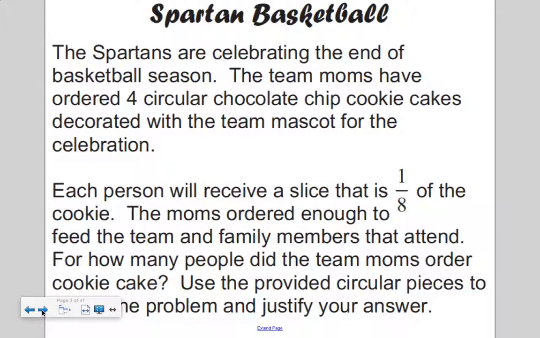So the Spartans are celebrating the end of basketball season. The team moms have ordered 4 circular chocolate chip cookie cakes decorated with a team mascot for the celebration. Each person will receive a slice that is 1/8 of the cookie. The moms order enough to feed a team and family members that attend. For how many people did the team moms order cookie cakes? Use the provided circular pieces to model the problem and justify your answer.